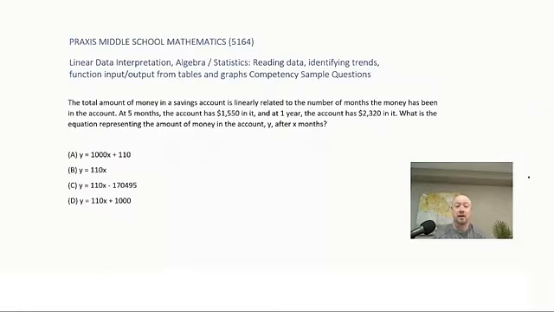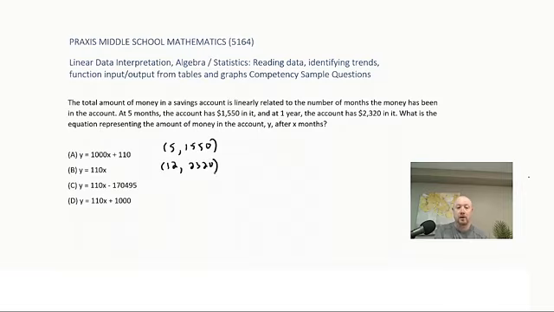The total amount of money in a savings account is linearly related to the number of months the money has been in the account. At 5 months, the account has $1,550 in it, and at 1 year, the account has $2,320 in it. What is the equation representing the amount of money in the account Y after X months? All right, so the first thing I'm going to do is convert these to points. So we have 5 months and 1,550. Now, 1 year: my input variable has different units of measure, months and years. So for 1 year, I have to use 12 months or we'll get the wrong answer. So I'm going to convert 1 year to 12 months, and we have 2,320.